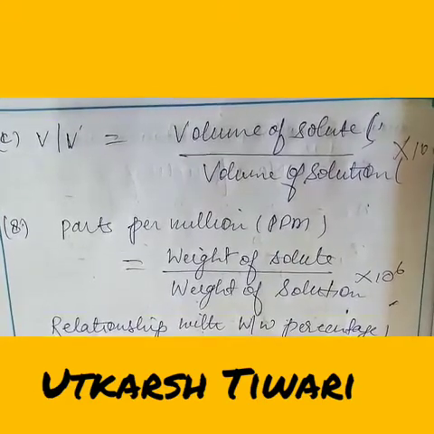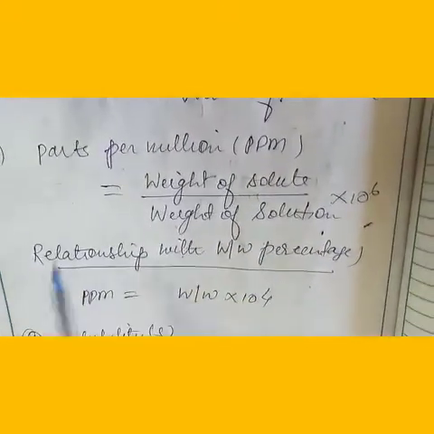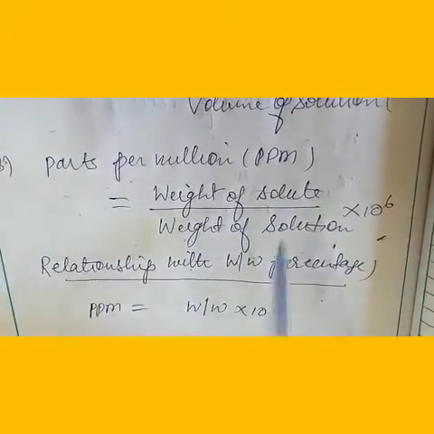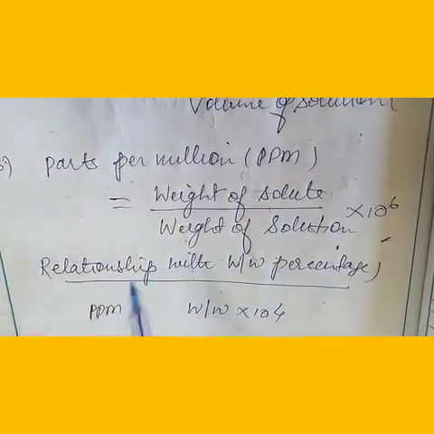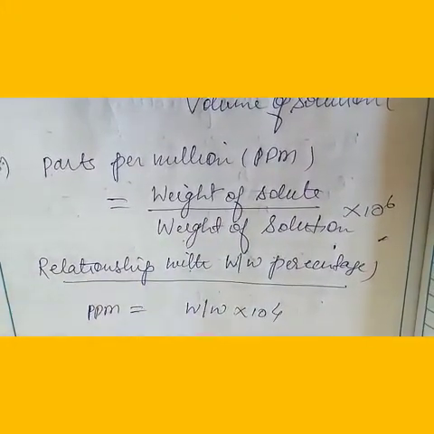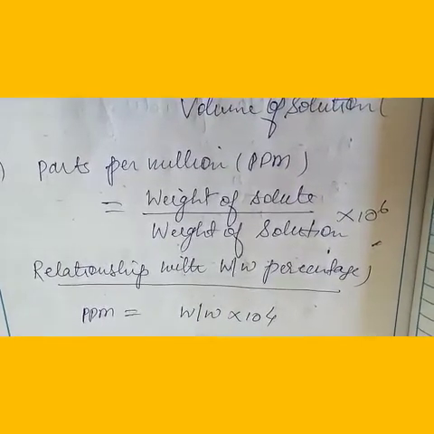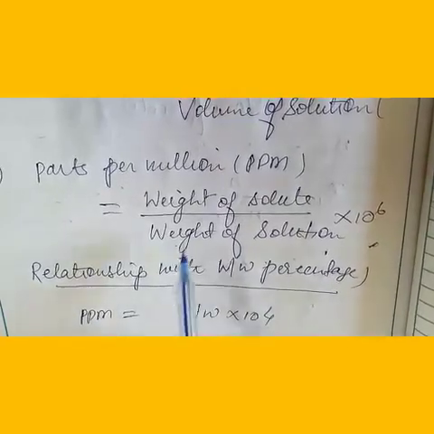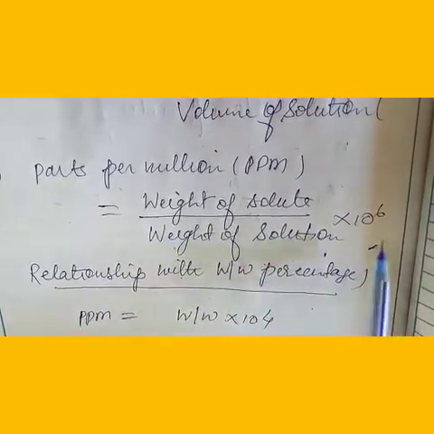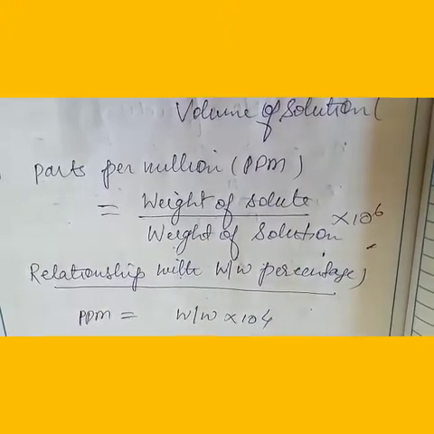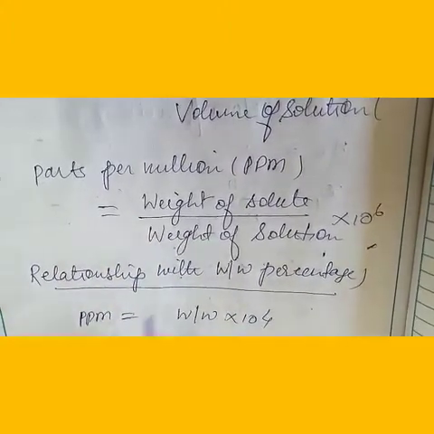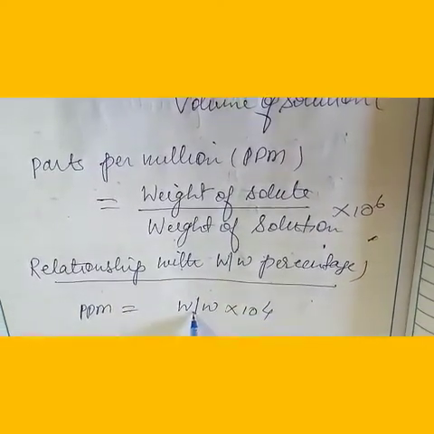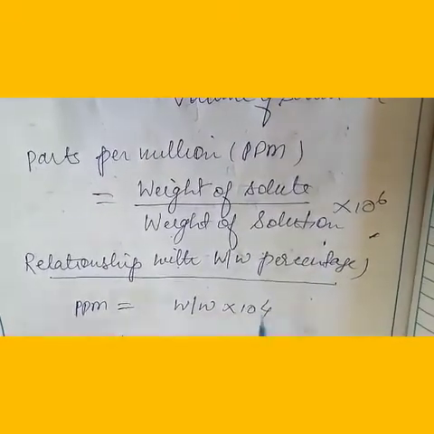In the last video we were discussing the concentration of solution, and the method is parts per million, ppm. This is used for calculating the concentration of microorganisms and microparticles, like atmospheric pollution, bacteria, etc. The formula is weight of solute upon weight of solution into 10 to the power 6. Clear? And parts per million is related to weight/weight percentage: ppm is equal to weight/weight percentage into 10 to the power 4.